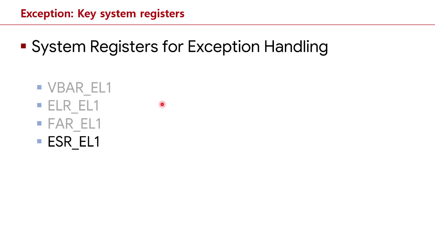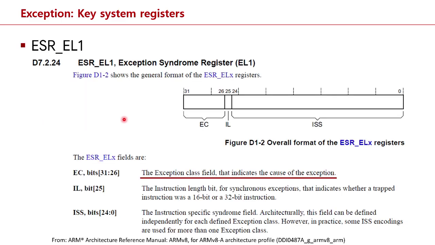Now let's look at another important system register for exception handling. The register is the ESR_EL1 register. So let's analyze the ARM reference manual that defines the ESR_EL1 register. ESR_EL1 means Exception Syndrome Register. This register holds different information in each bit field.